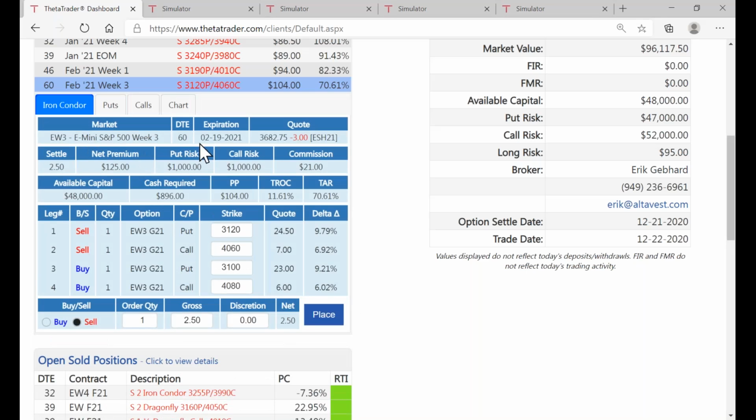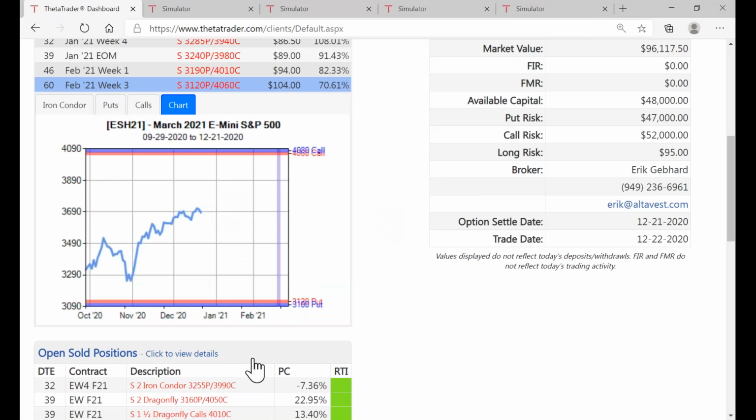Now along the top, you'll see it has 60 days till expiration. Here's your expiration date, settlement price, the spread trading at 2.5, the premium, your put risk, call risk, commission. Here's the capital, cash required, and profit potential, targeted return on cash, and your targeted annualized return. Now I want to point out something. To place this trade, the maximum risk, if the market went like this and just went to zero, the most you could lose would be essentially $1,000 because of the way the trade is structured.